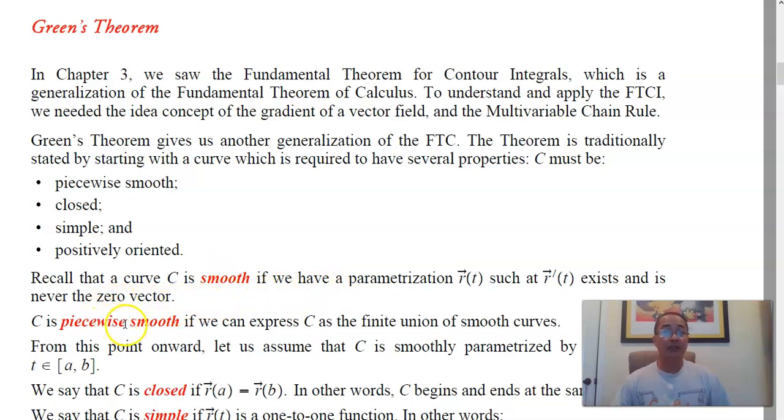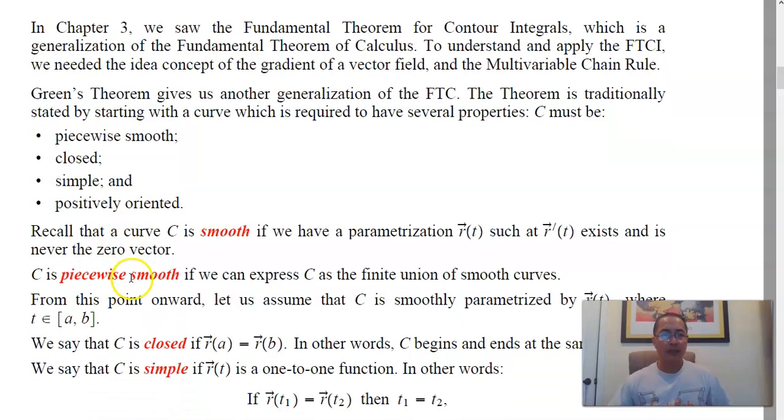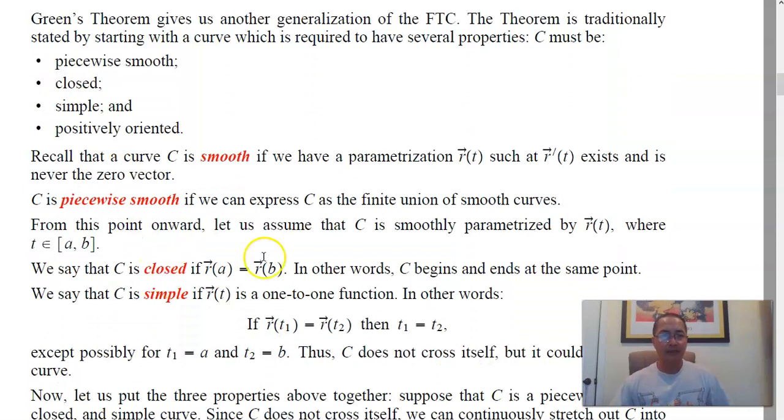So C is piecewise smooth if we can express it as a finite union of smooth curves. So maybe there are points where you have to attach one curve to another. There may be 3, 4 corners, but as long as there's only a finite number of points where the derivative does not exist or is zero, then you're fine. You're piecewise smooth. The curve has to be closed. So what does closed mean? Let me scoot up here.